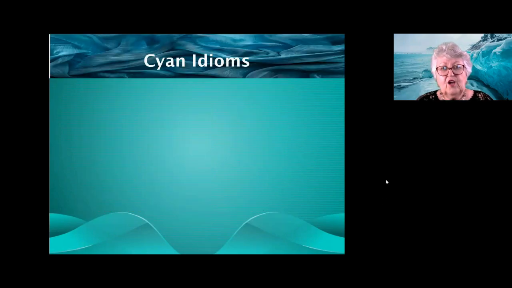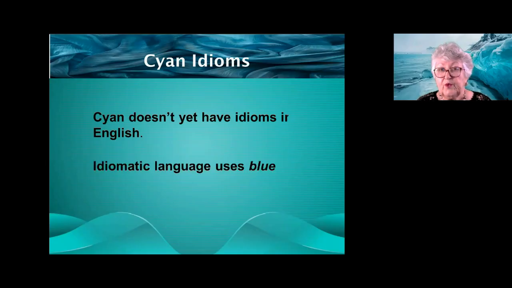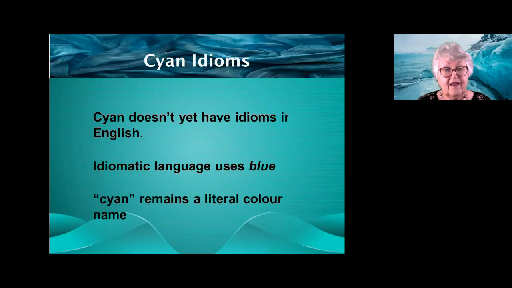Despite this, however, we do not have any idioms that are associated specifically with the color cyan in English. Idiomatic language tends to use the color blue to describe the issues associated with negative cyan issues, and also those associated with extremely positive cyan issues. Cyan, therefore, remains a literal color name rather than part of an established expression as per idiomatic usage.